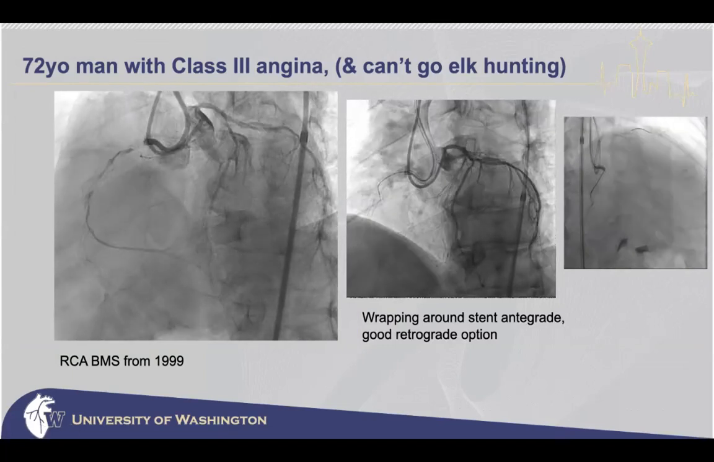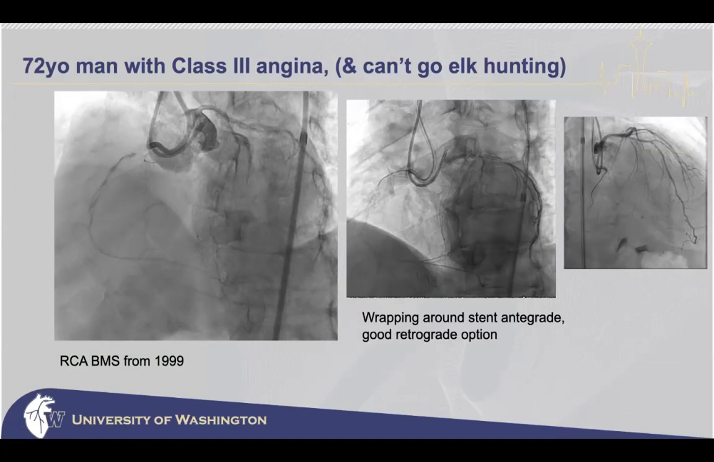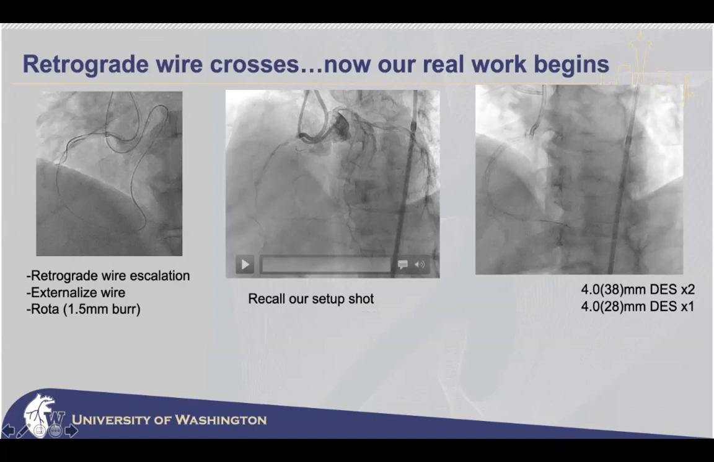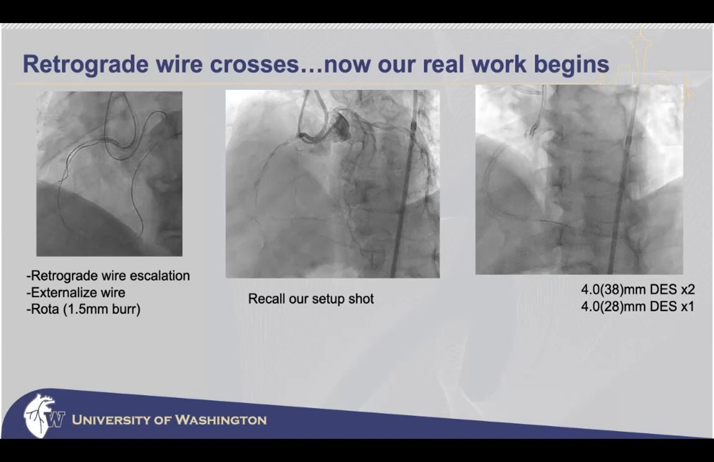In this case, a 72-year-old gentleman with class 3 angina. He can't go elk hunting, which bothers him significantly. Not really pertinent to the case, we end up going retrograde. Once we're externalized though, we flip out for a RotaFloppy wire because I know that this proximal disease is going to need that leading edge atherectomy. We're going to use a small burr because there's a short segment where we're subintimal.